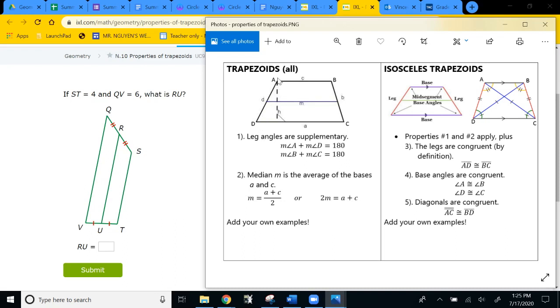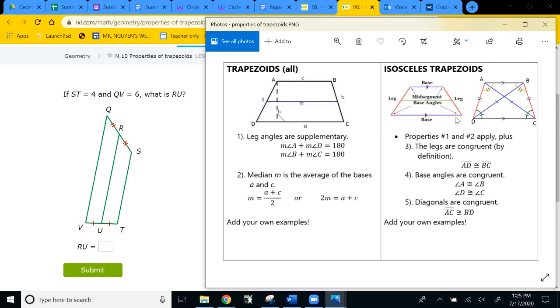We also know that the leg angles are actually these angles right here. A and D are the leg angles because they are the angles on the leg, and then B and C. So these leg angles add up to 180 degrees. That's true for all trapezoids. That means it's true for isosceles trapezoids as well, right?